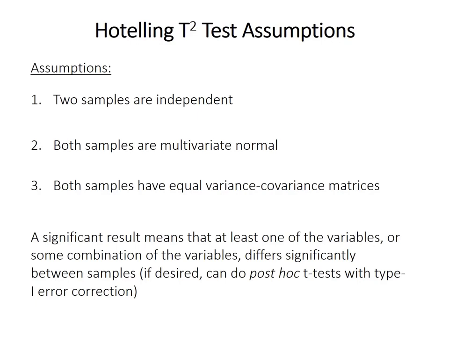But if desired, you can do t-tests on the individual variables after the fact. Make sure to correct for the type 1 error risk that you would get by doing multiple tests. You don't see this that often. Generally you're running the Hotelling's T-squared for a reason, because the variables are related and you want to know generally how they compare together.